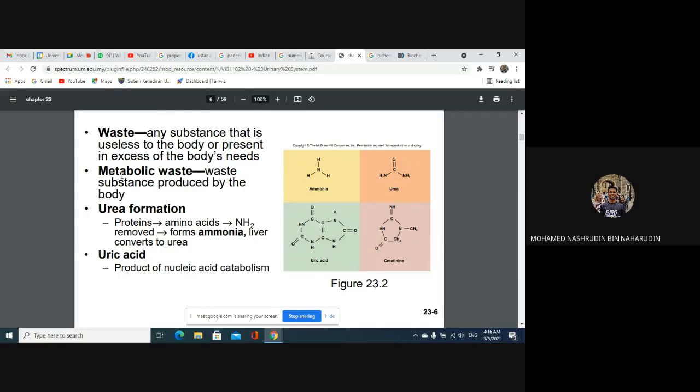And then uric acid is also a waste product that is produced by our body during biochemical processes. During the nucleic acid catabolism process, it produces uric acid. So this also needs to be excreted through the urine.